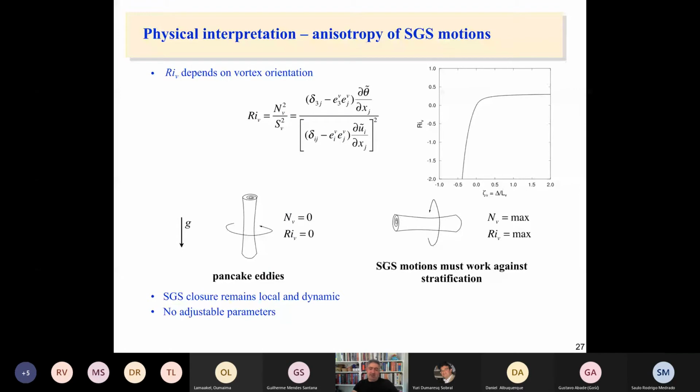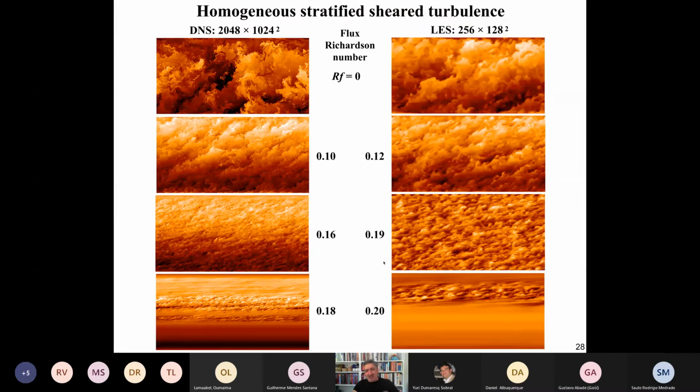So this is a model that doesn't have any parameters. We always run it as it is. It either works or not. Same thing. There's nothing to tune here.